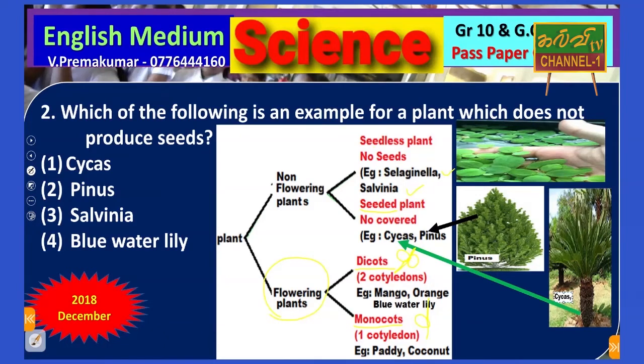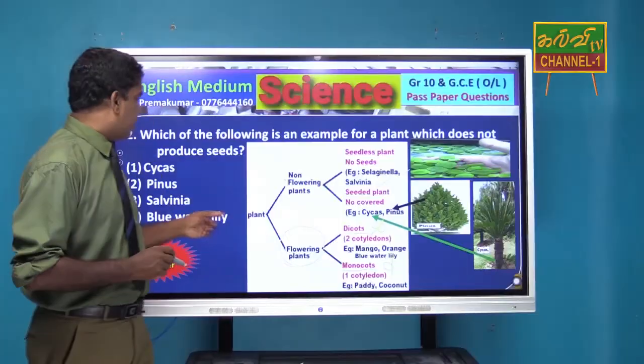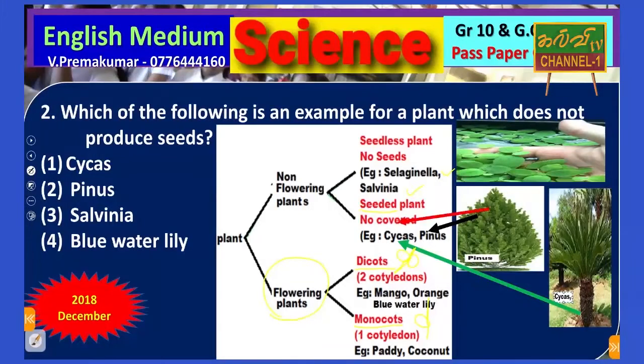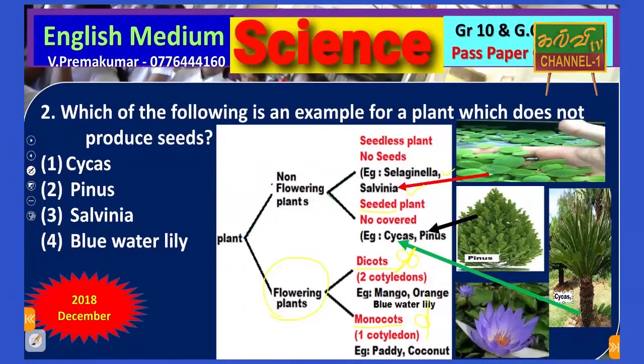This is an aquatic plant. You can find out in the third answer. Salvinia, that is an aquatic plant. It is very difficult to differentiate the parts of the plant, right? Then this one, this is an Angiosperm, blue water lily, right?